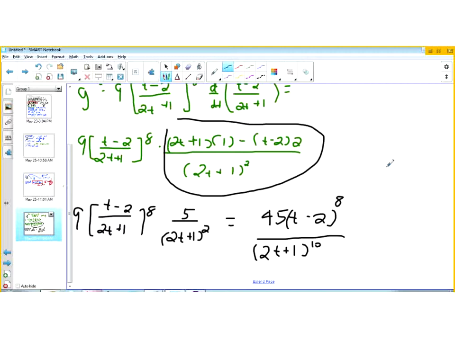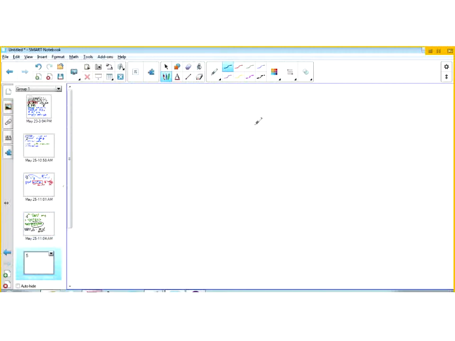All right, so let's do another one. Next page. How about we calculate the derivative of this function: 2x plus 1 to the 5th times x cubed minus x plus 1 to the 4th.